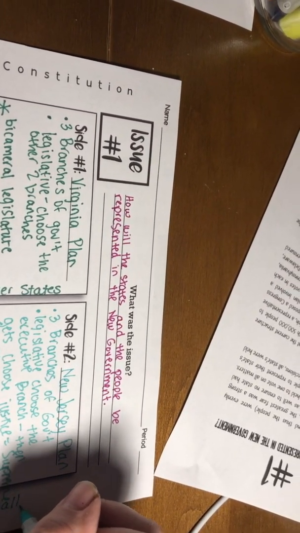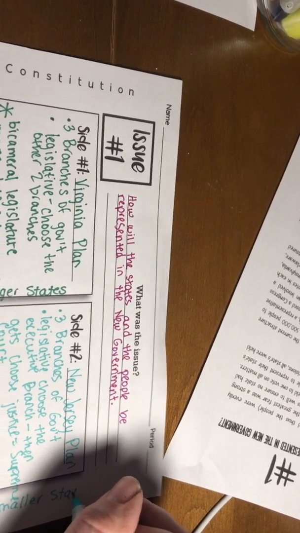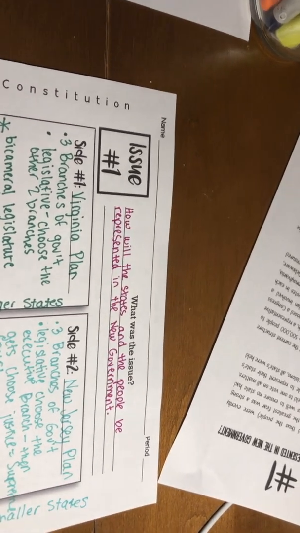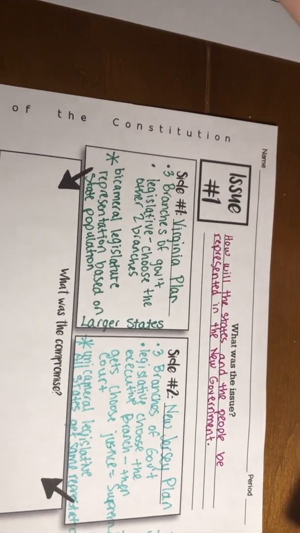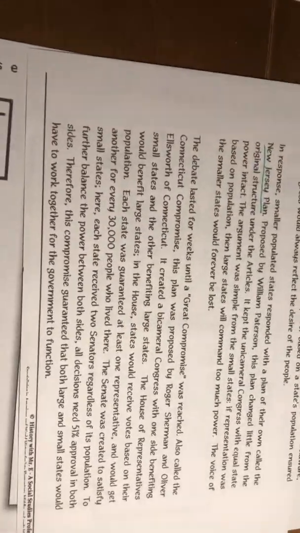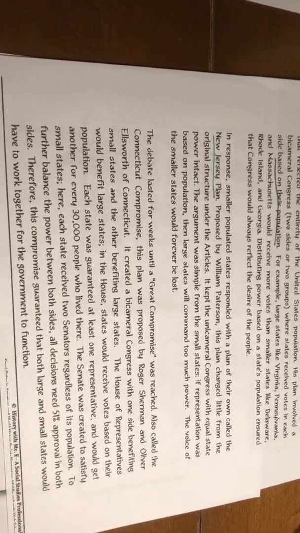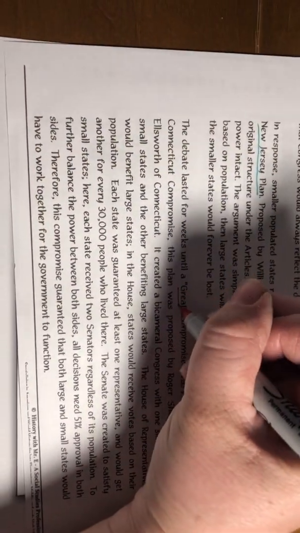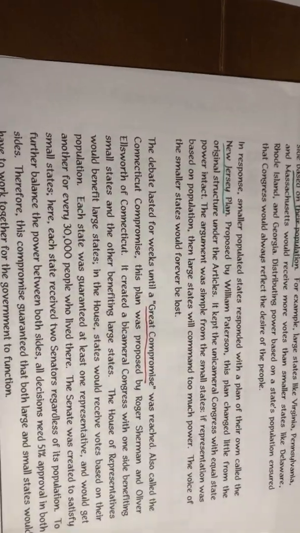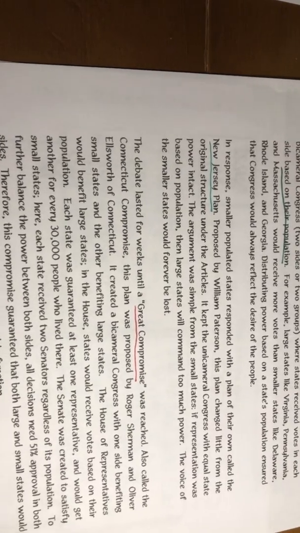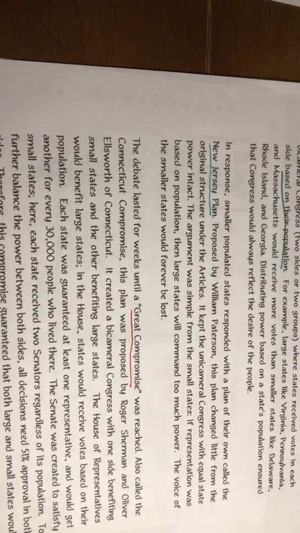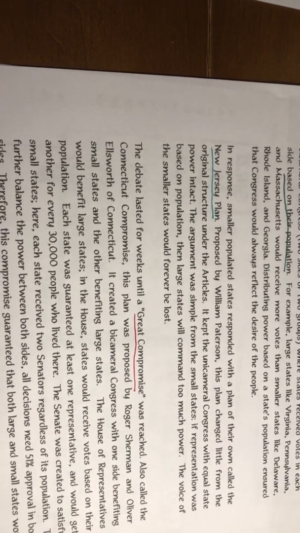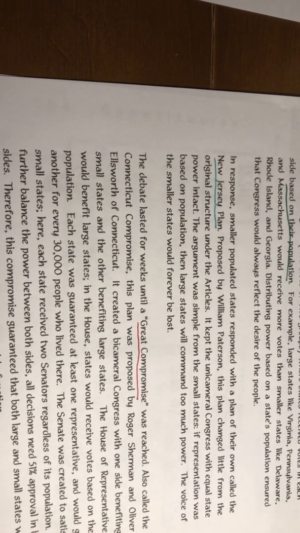Just like the other side, this one is the smaller states who supported it. So we now have 2 different opinions. One that says we should base everything off of population, and one that says that we should base everything where it's fair and even. So now we come down to our conclusion, and it's going to tell you the compromise that we make, and this one's pretty important. It's actually called the Great Compromise. So the debate lasted for weeks until a great compromise was reached, also called the Connecticut Compromise. This plan was proposed by Robert Sherman and Oliver Ellsworth of Connecticut.